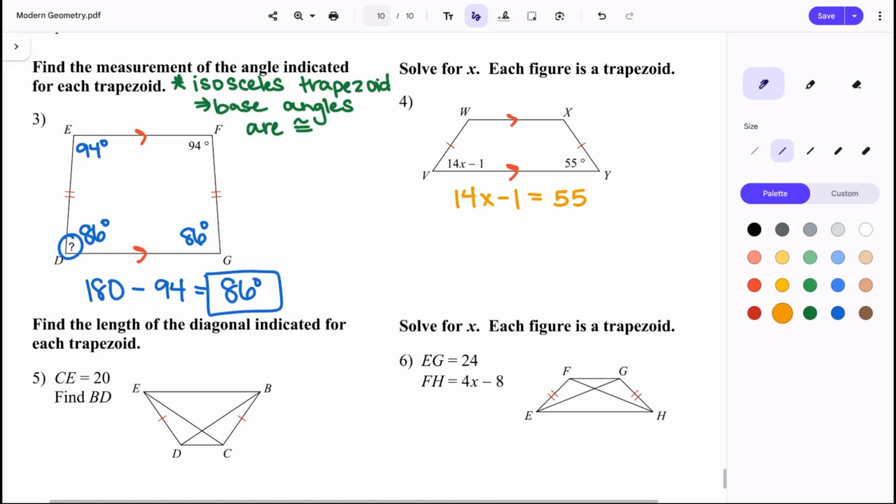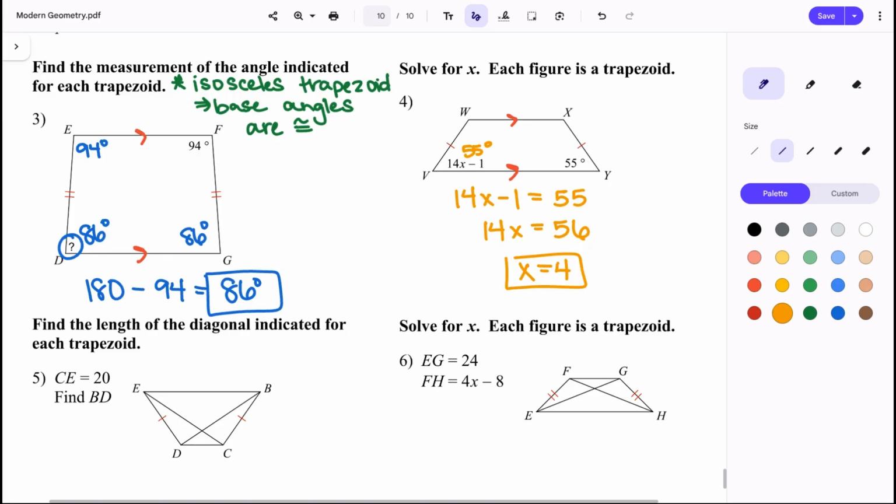Good. So I'm going to do that and then let's go ahead and solve this. What would you guys do first? Good. So now we have 14x equals 56. And then what? And we get 4. And again, if we check that, 14 times 4 is 56, minus 1 is 55. That makes sense because we knew that those two bottom angles had to be the same. Okay, so base angles on an isosceles trapezoid are always going to be congruent to each other.